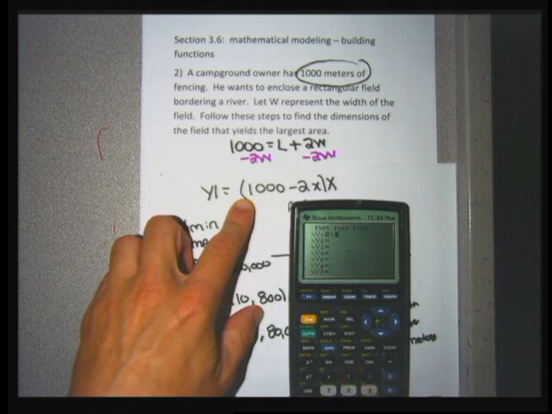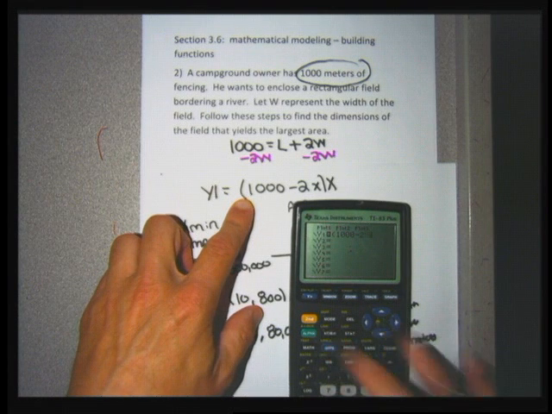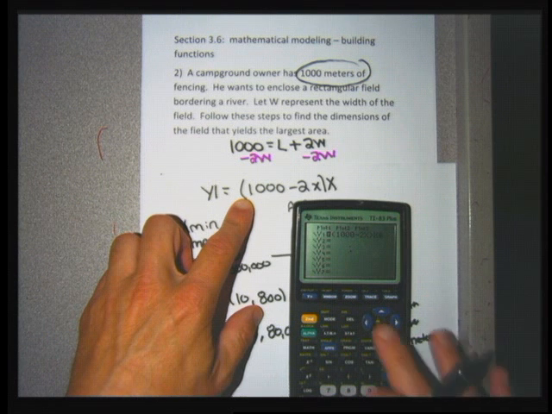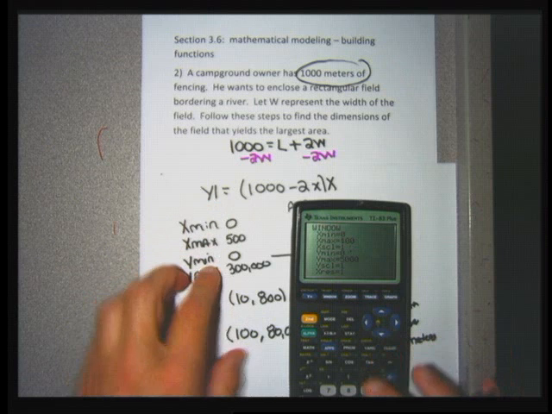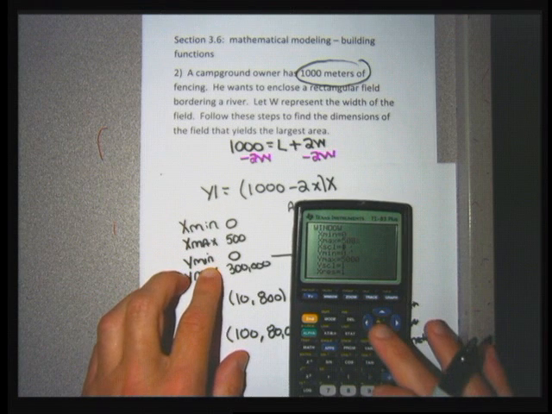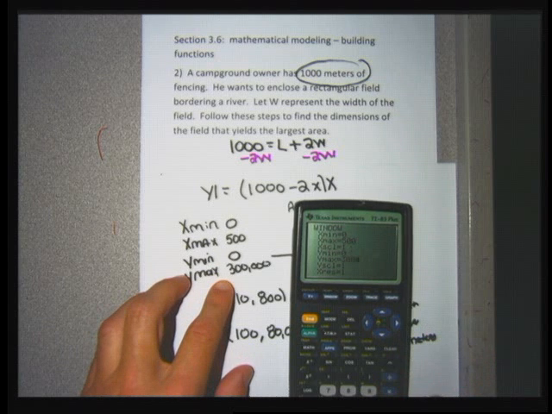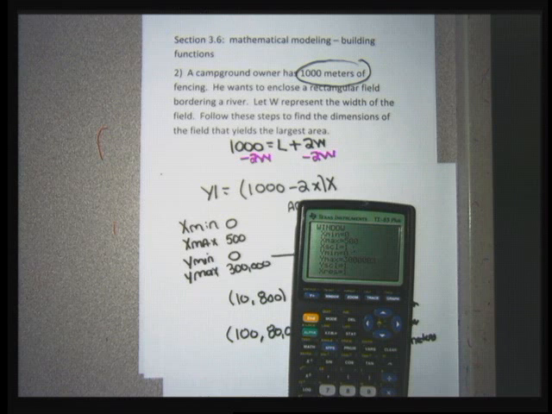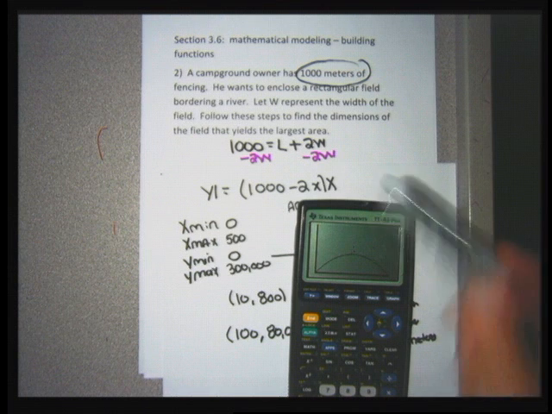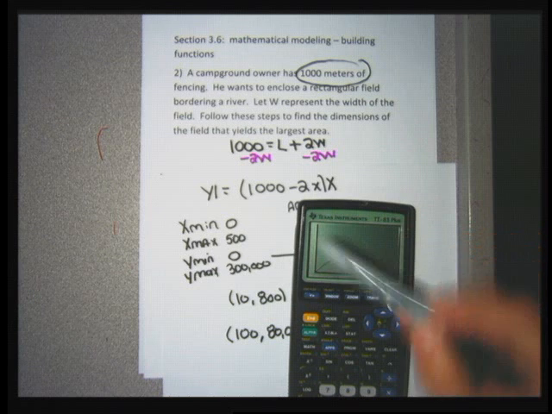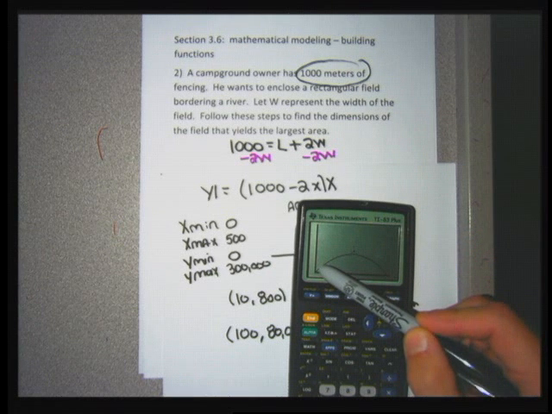So I'm going to type the function 1,000 minus 2x times x. Hit my window button. I'm doing x min 0, x max 500, y min 0, y max 300,000. There isn't anything right or wrong about this window. You can use a different window, and as long as you can see a maximum point, your window's okay. So now when I hit graph, I see what I need to see. I probably made my y's way higher than they needed to be, but that's completely okay. This point right here, like the points that I figured out, the point 10, 800 is probably down there. That point having a width of 10 and an area of 800 is potentially there.